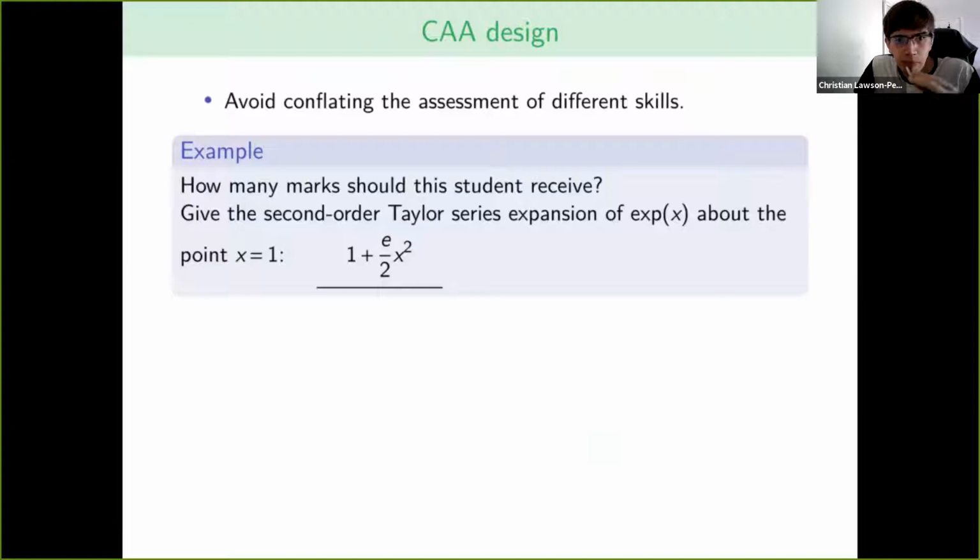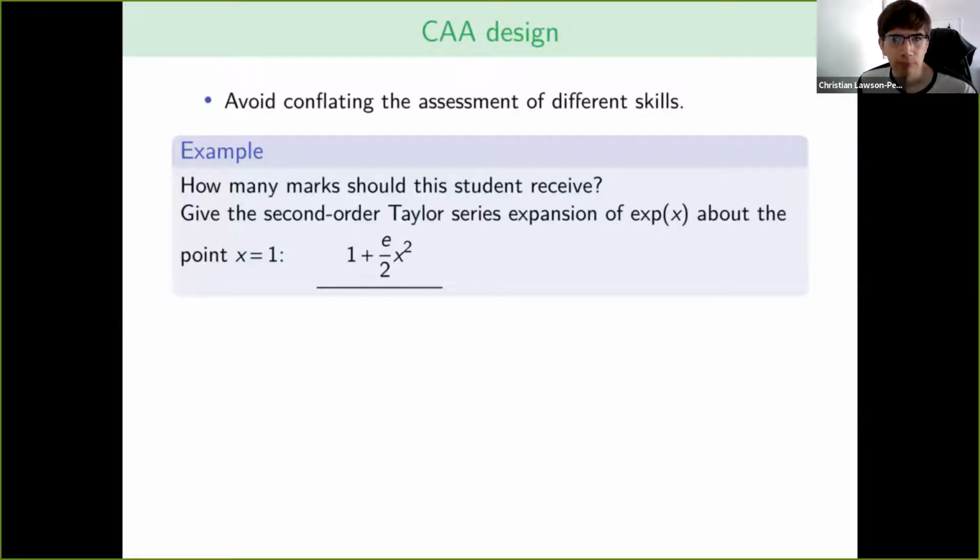This is an example of a question and a potential student's response, and I want you to try and think and decide how many marks should the student receive. Give the second order Taylor series expansion of the exponential function about the point x equals 1. The student responded with 1 plus e over 2 times x squared.